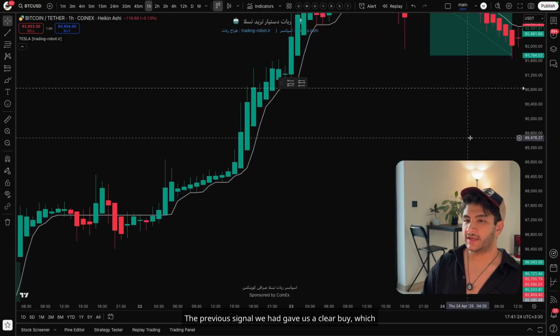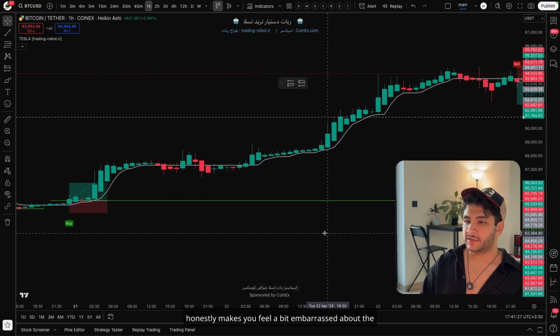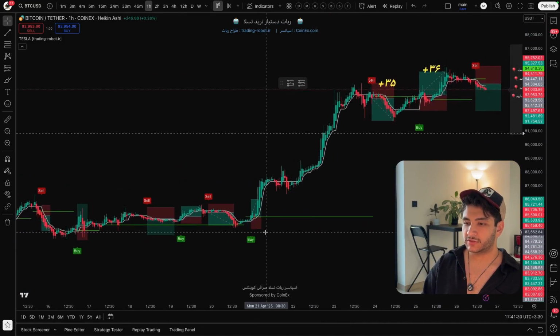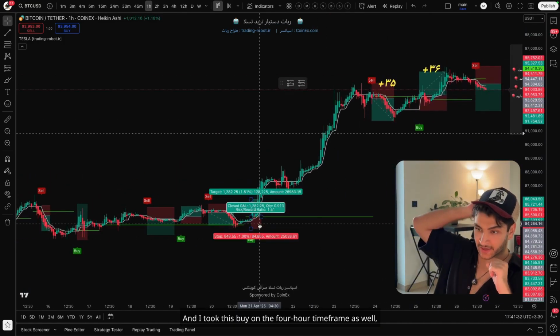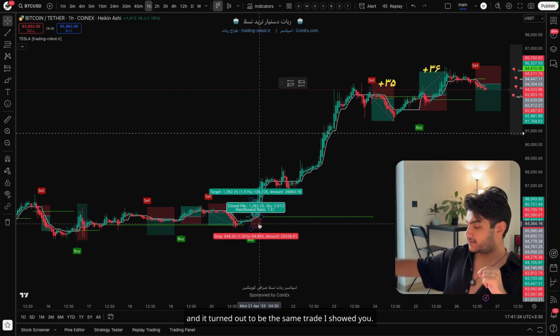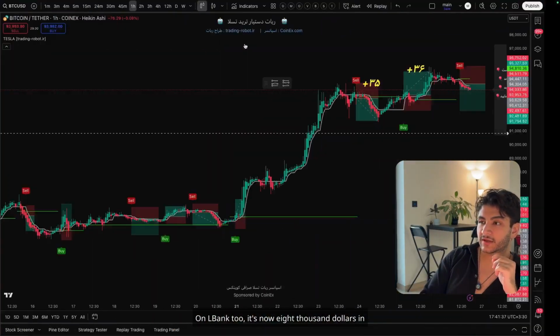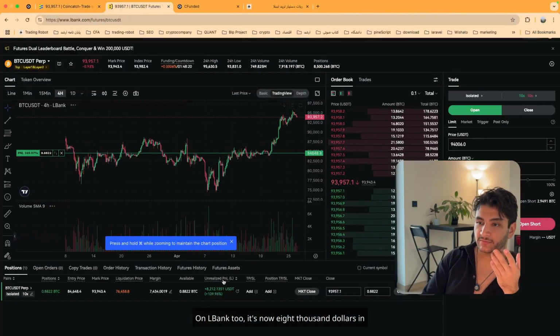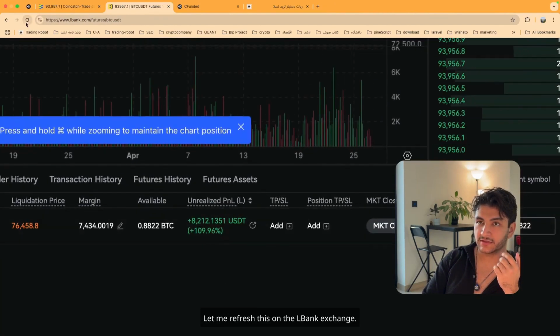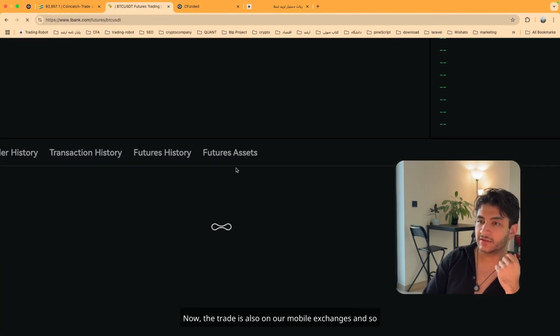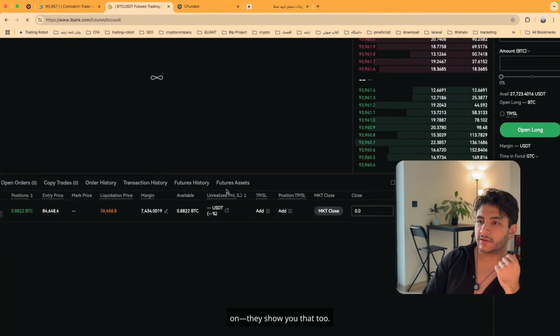The previous signal we had gave us a clear buy, which honestly makes you feel a bit embarrassed about the whole situation. And I took this buy on the 4-hour time frame as well, and it turned out to be the same trade I showed you. On LBank 2, it's now $8,000 in profit, okay? Let me refresh this on the LBank exchange. Now, the trade is also on our mobile exchanges and so on. They show you that too.